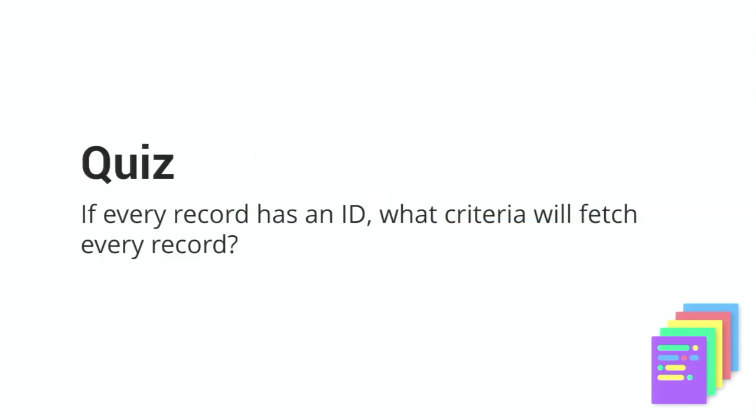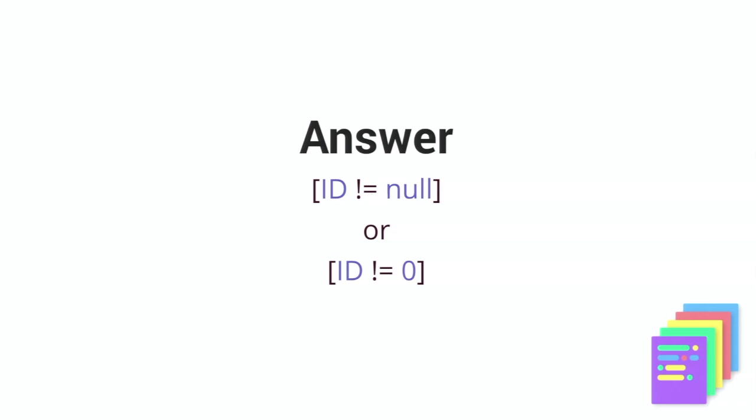Okay, if every record has an ID, what criteria could we use? So the part in the square brackets, what criteria could we write that will fetch every single record from a form? So every record has an ID. That ID is immutable. You can't change it. No matter how hard you may try, it'll stay the same.